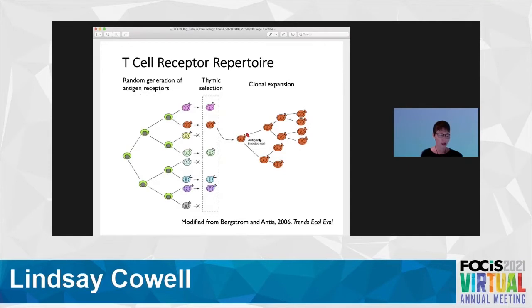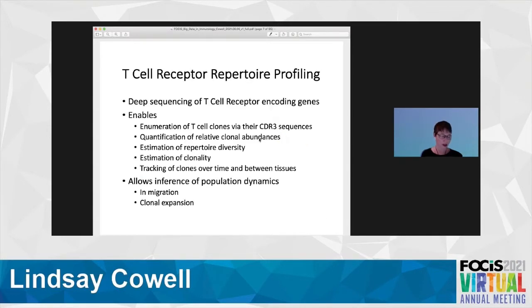So the full set of T cell receptors in an individual at a specific time is referred to as the T cell receptor repertoire. And due to clonal expansion, it bears an imprint of both past and current immune responses.